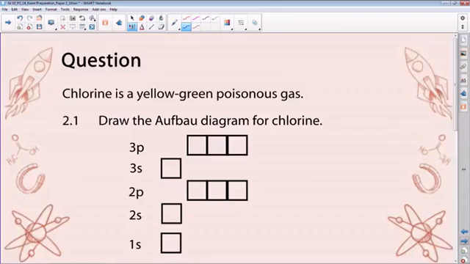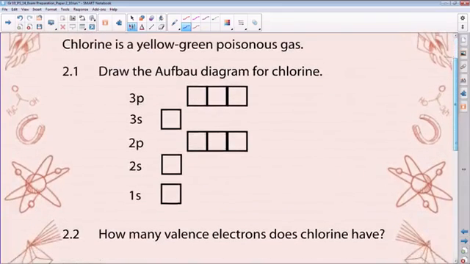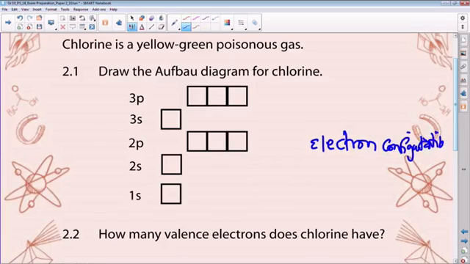Right, it says we want to draw the Aufbau. The Aufbau diagram actually shows the electron configuration of an element. All right, the electron configuration, or the layout of electrons, of an element.